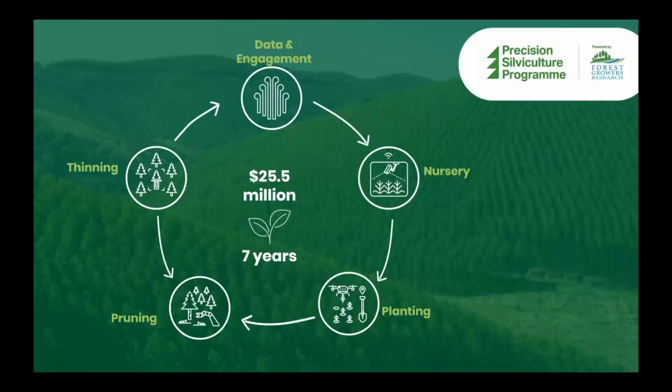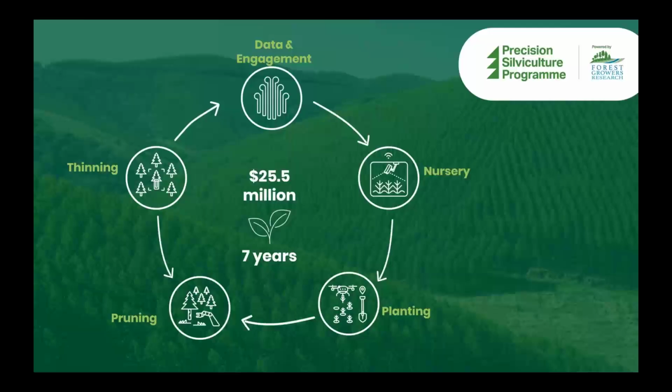Just on FGR for those that don't know everything about it. This work is supported by the Precision Silviculture Program led by Forest Growers Research, and the program's funded by the Sustainable Food and Fibres Futures Fund. We are in year 3 of 7. We've got 30 live projects across nursery through to final thinning, and the objectives are mechanisation, automation and digitising work across silviculture in New Zealand.